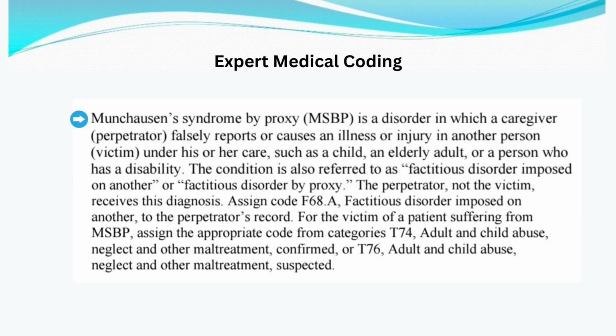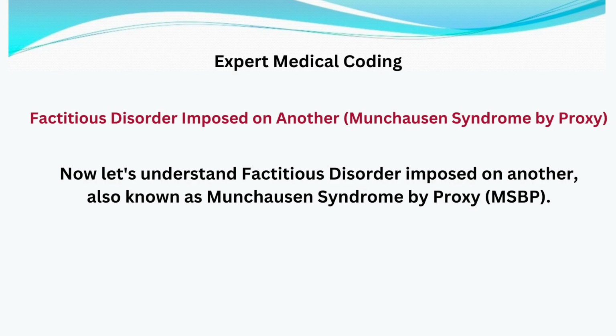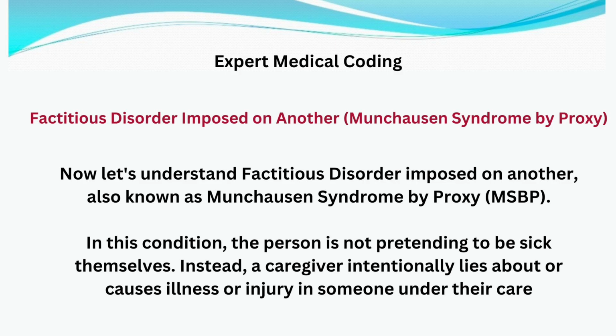For the victim of a patient suffering from MSBP, assign the appropriate code from categories T74, adult and child abuse, neglect and other maltreatment confirmed, or T76, adult and child abuse, neglect and other maltreatment suspected. Now let's understand factitious disorder imposed on another, also known as Munchausen syndrome by proxy. In this condition, the person is not pretending to be sick themselves. Instead, a caregiver intentionally lies about or causes illness or injury in someone under their care.